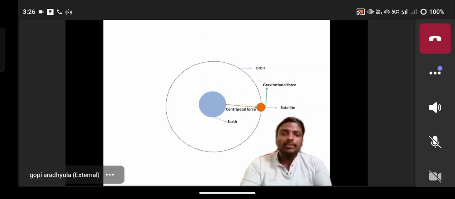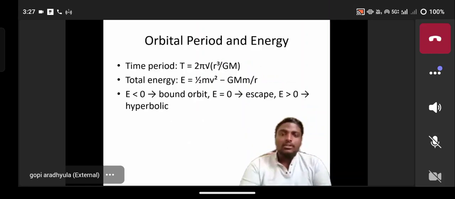This is the middle of the centripetal force, Earth, and the orange-gray one is the satellite, and the satellite is acted on by the gravitational force. This is the dotted line of the orbit. This goes toward the Earth as the centripetal force.